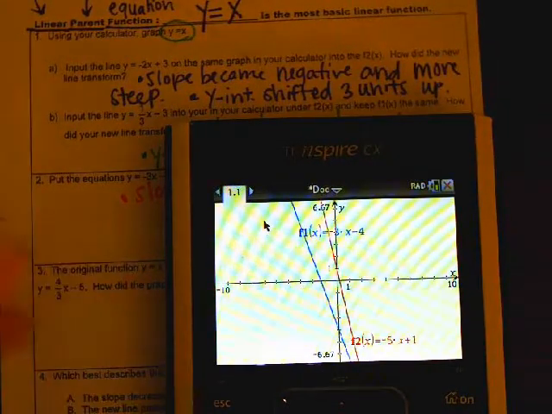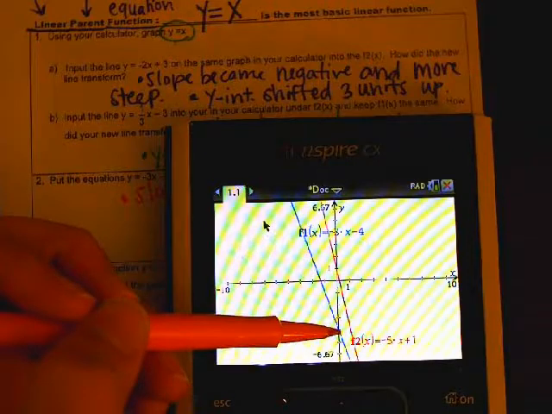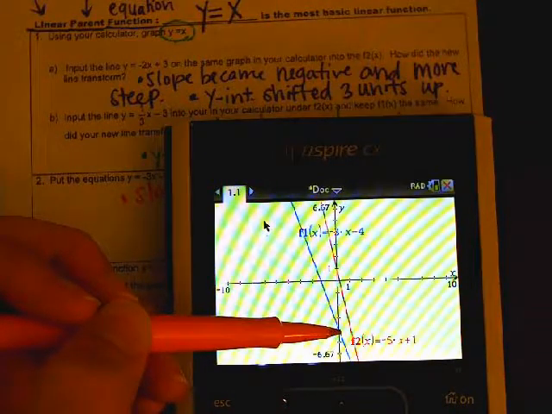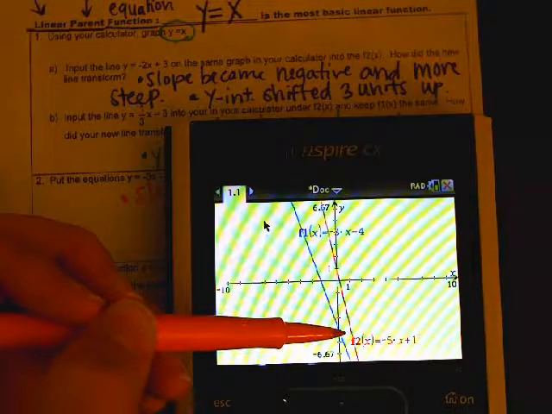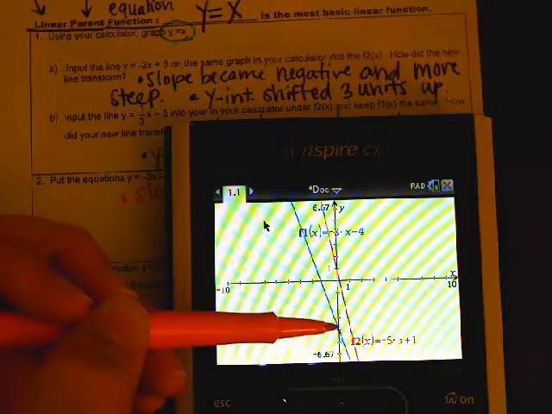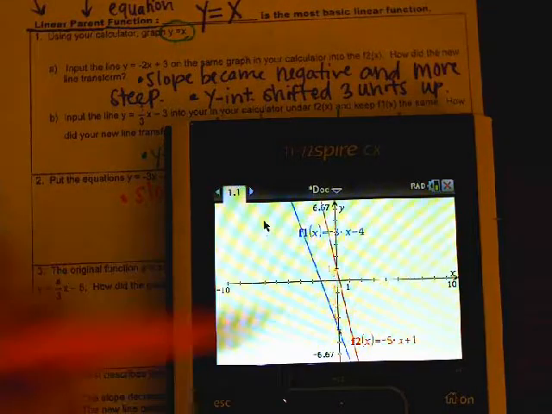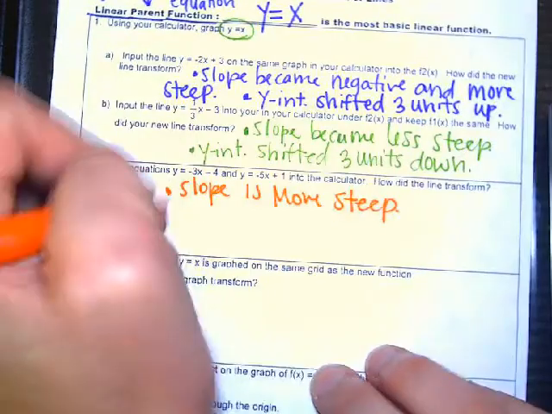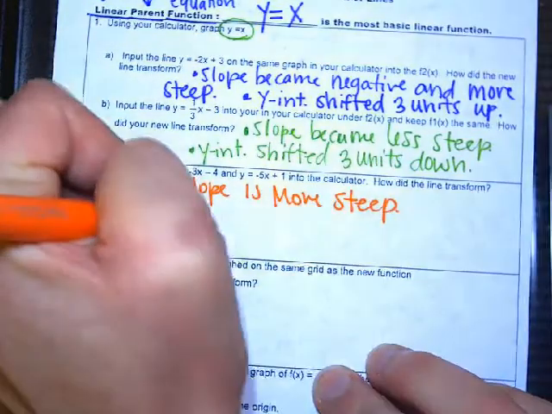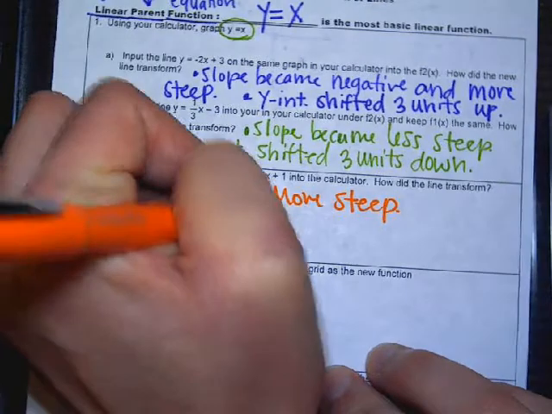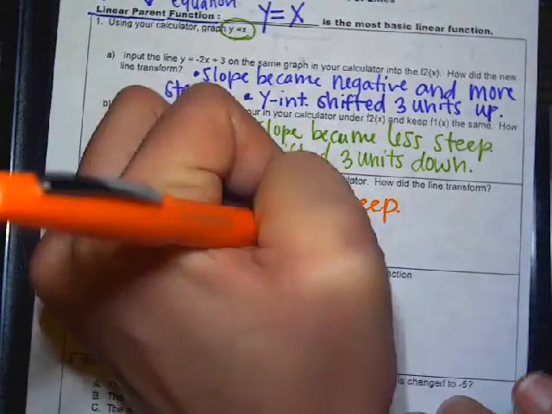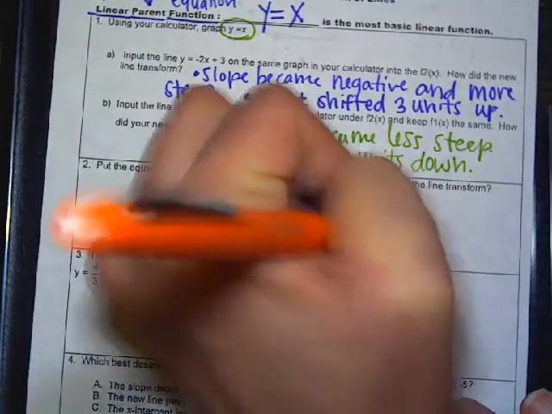Okay, so what happened to the y-intercept? If my original is blue, it went 5 units up. Good. It shifted up 1, 2, 3, 4, 5 units. So the y-intercept shifted 5 units up.